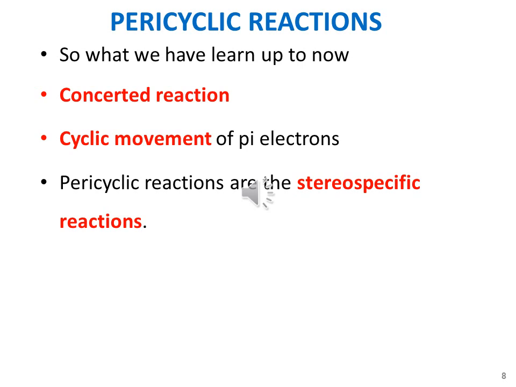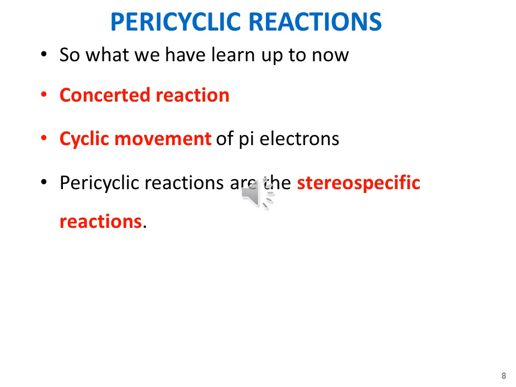Cyclic movement of the pi electrons means all the pi electrons of the reactants move only in one direction or in a circular manner, and that the reactions are stereospecific means that under the given set of conditions only one preferred form of the stereoisomer is obtained. So this is the summary of the pericyclic reaction that we have learned up till now.